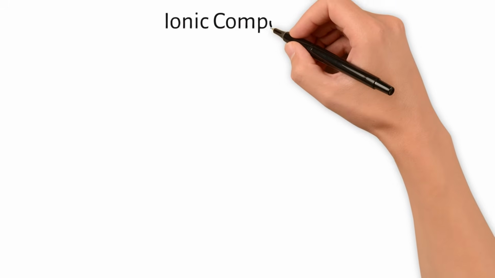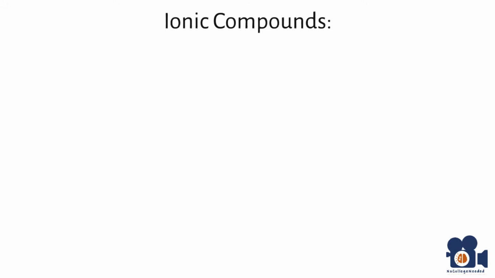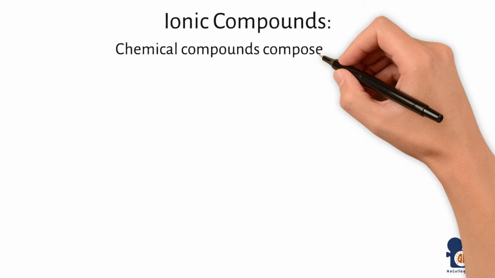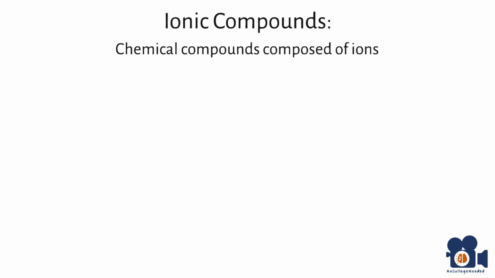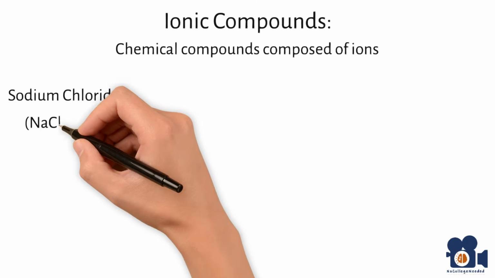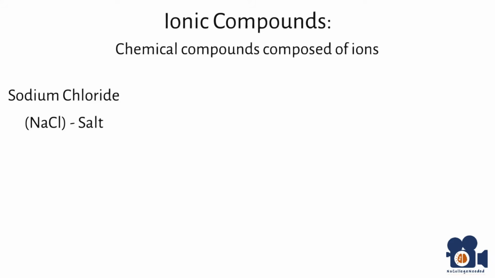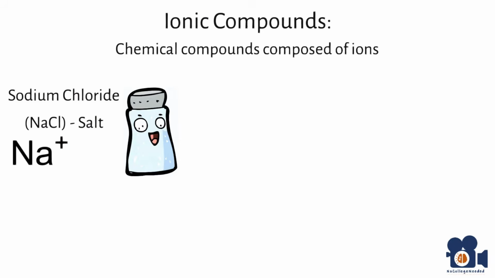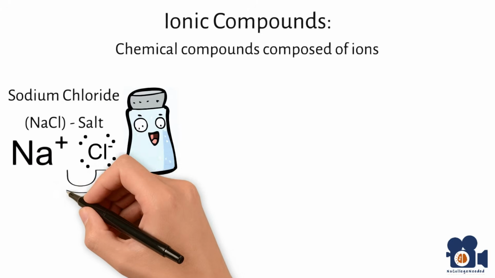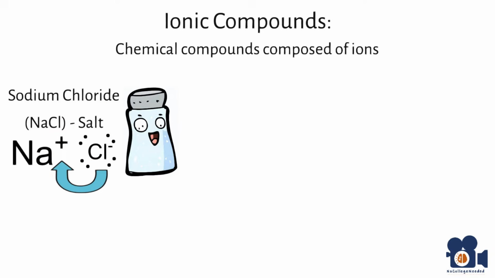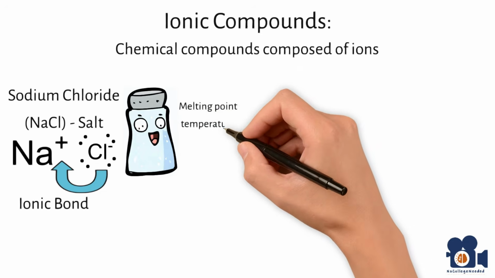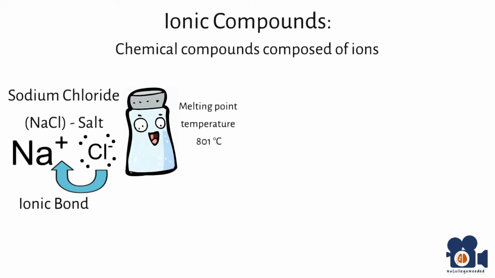This leads us into ionic compounds. As the name suggests, ionic compounds are chemical compounds composed of ions. One of the most common ionic compounds is the one that you ingest on a daily basis, sodium chloride. Sodium chloride, NaCl, more commonly referred to as salt, is composed of the Na+ ion and the Cl- ion. Due to the attraction between the equal but opposite sign of these ions, they form an extremely stable bond called the ionic bond with a net 0 charge. The stability is demonstrated in its melting point temperature, which is 801 degrees Celsius.